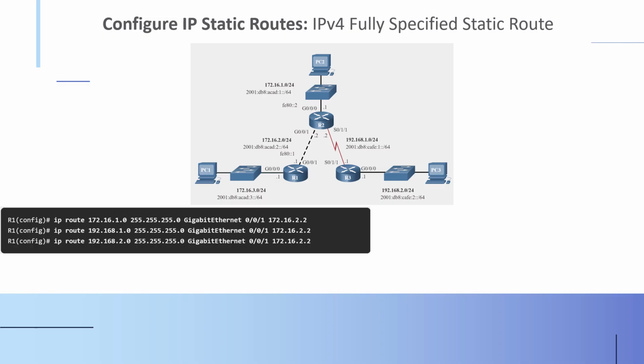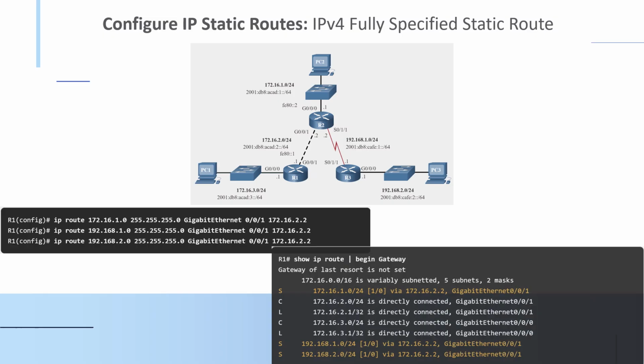When forwarding packets to router 2, the exit interface is GigabitEthernet 0/0/1, and the next-hop IPv4 address, as you can see, is 172.16.2.2. Here is shown the output of the command show IP route at router 1, and as you can see, the static route is fully specified, where we can see the network that we can reach and the subnet mask, the next-hop router, and the interface through which we can reach that network at router 1, as it is listed here.